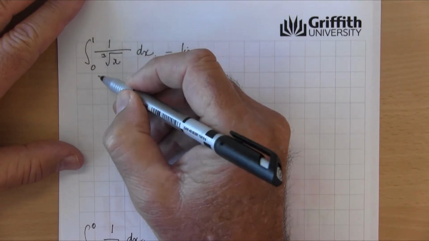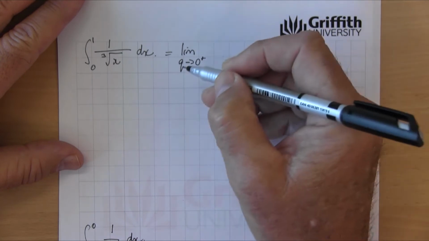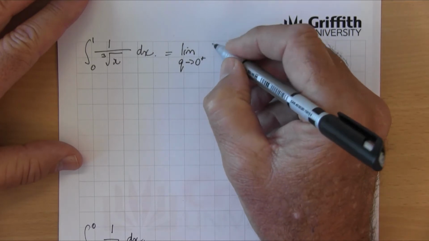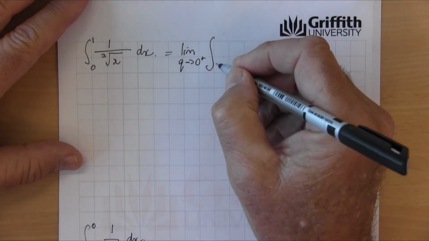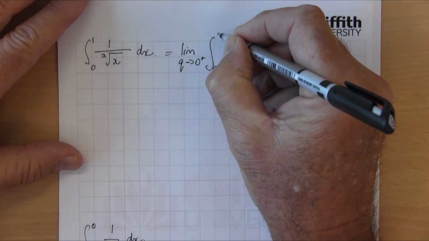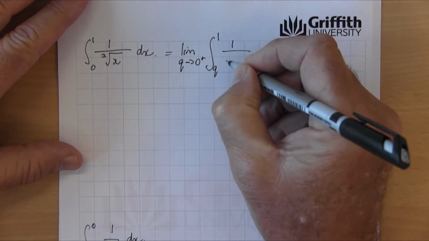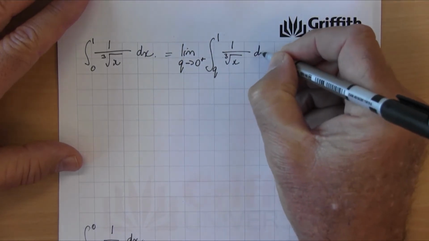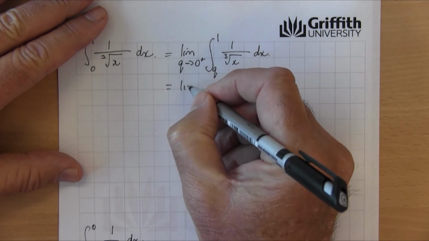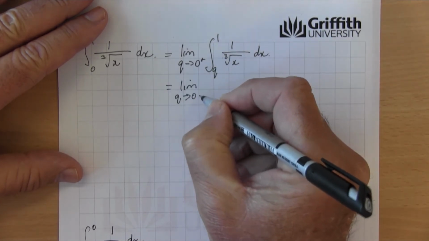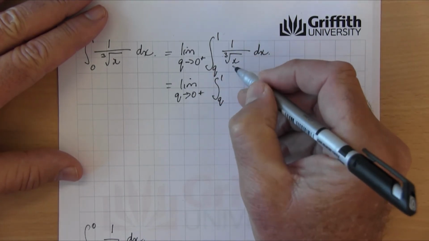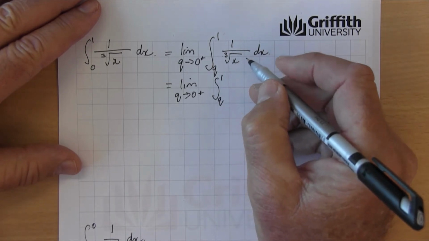Because we're going from 0 to 1, that region starts at 0 and goes in the positive direction, on the positive side of 0. And we're going to go between, now instead of from 0 to 1, because we've introduced this q, it'll be between q and 1 of 1 over the cube root of x with respect to x. And that's equal to the limit as q approaches 0 from the positive side between q and 1.